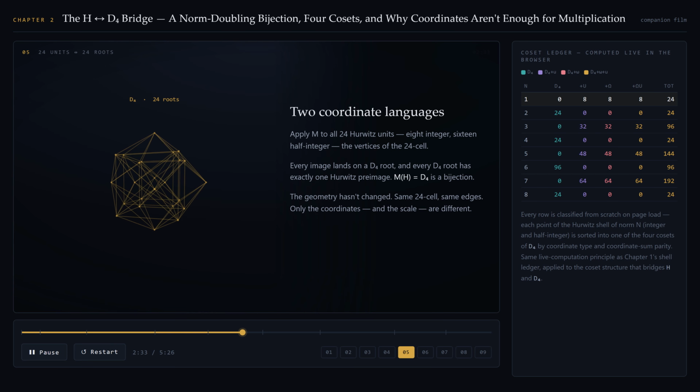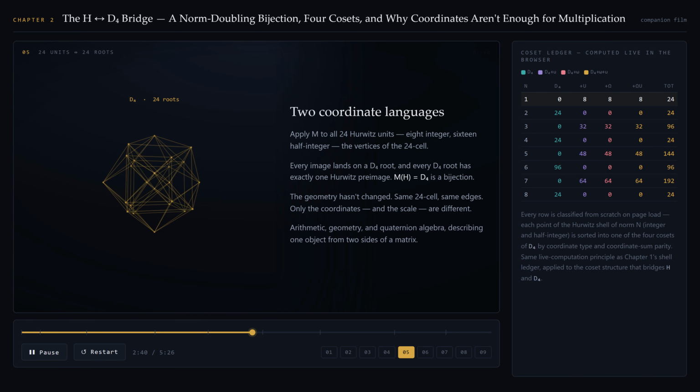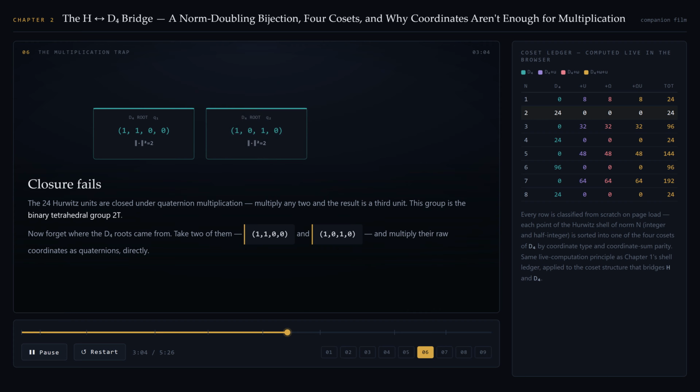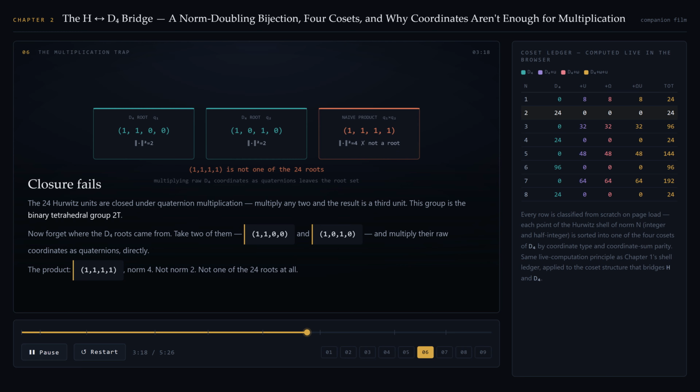The mismatch between the two lattices was never a problem. It was the clue. Apply M to all 24 Hurwitz units, 8 integer, 16 half-integer, the vertices of the 24-cell. Every image lands on a D4 root, and every D4 root has exactly one Hurwitz preimage. M of H equals D4 is a bijection. The geometry hasn't changed. Same 24-cell, same edges. Only the coordinates and the scale are different. Arithmetic, geometry, and quaternion algebra, describing one object from two sides of a matrix.